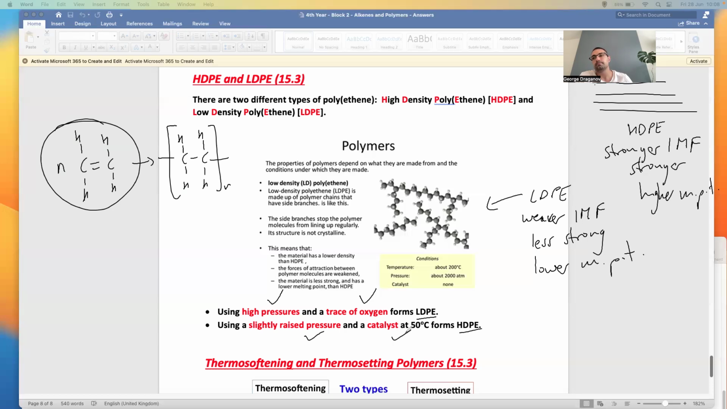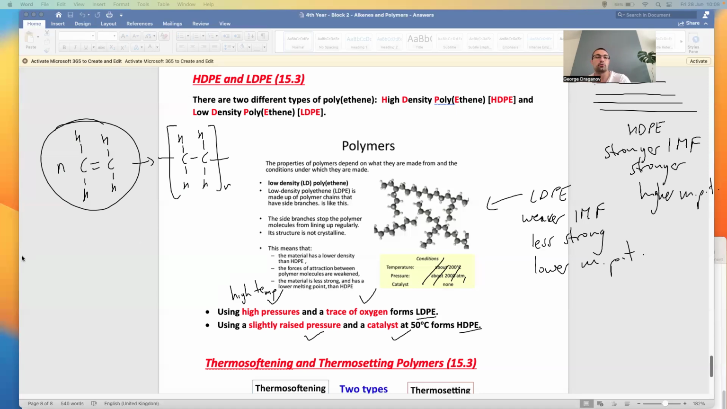Okay, so that is what you need to know. You don't need to know the exact values here. Just know this. HDPE is done at a lower pressure, but it's still slightly raised and with the catalyst. Whereas the other one is done with, importantly, a trace of oxygen and higher pressure. And I would still argue higher temperature. I mean, they both need heat. So I'll probably add high temperature to this. So in summary, LDPE has high temperature, high pressure, and a trace of oxygen. HDPE has a slightly raised pressure and a catalyst at 50 degrees.